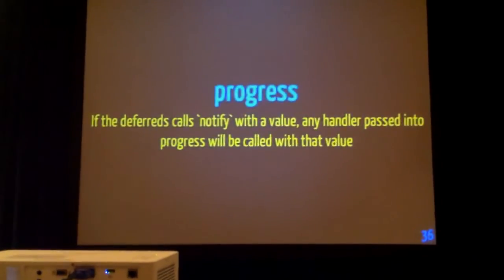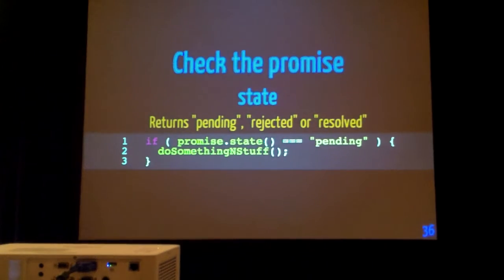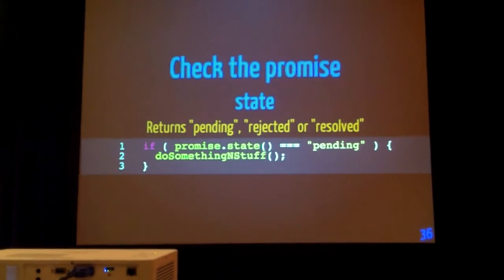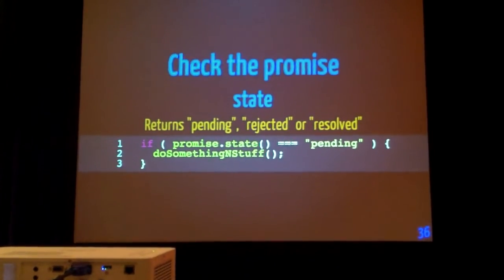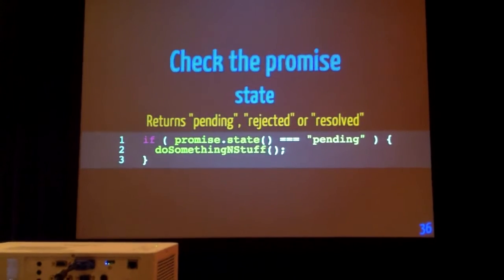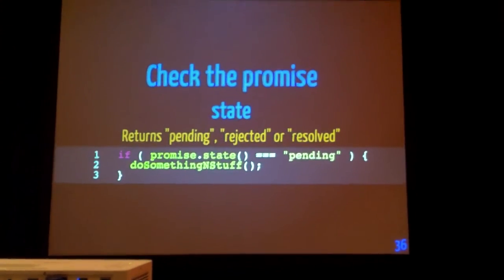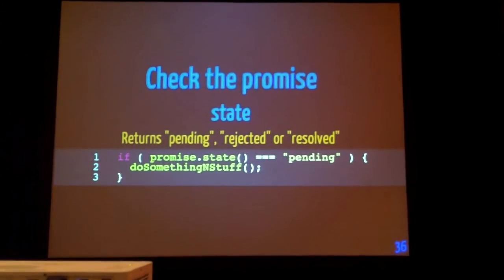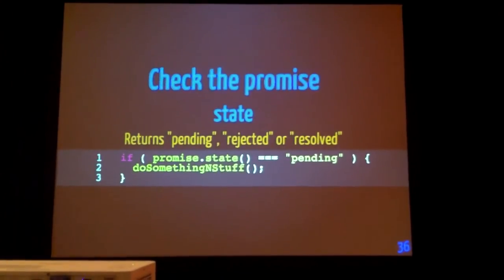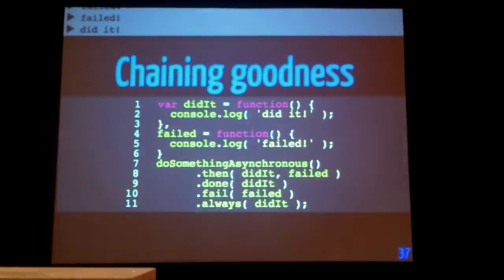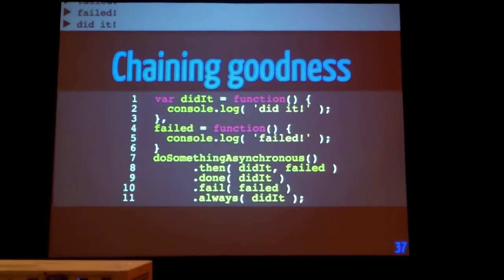So you already covered that it has those same methods. Checking the state, there's a state method on there that will give you a string of the current status. So if you want to check if that's resolved yet or rejected yet, you can do that. And all the methods are chainable.